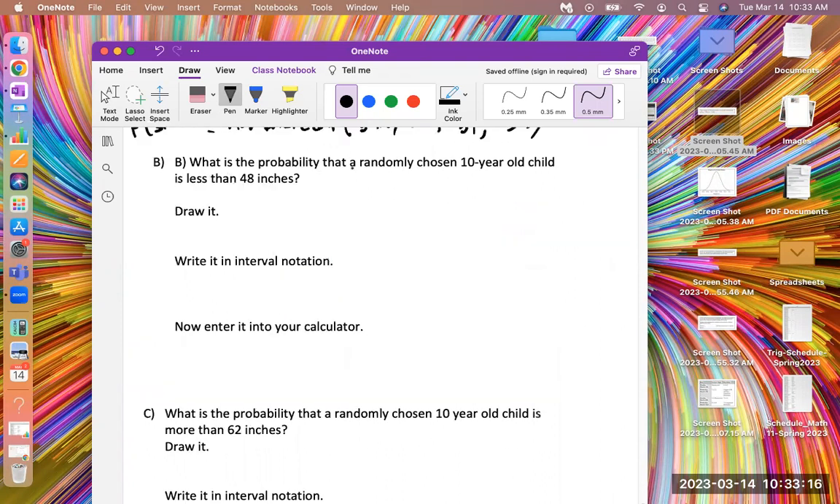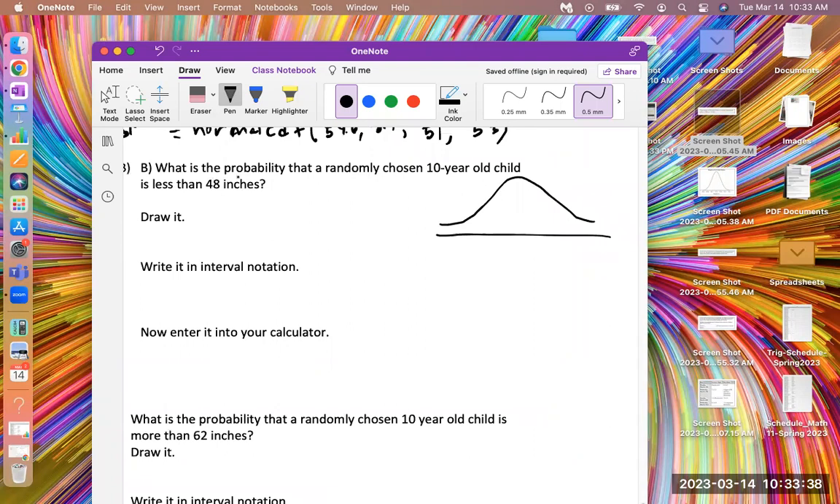What is the probability that a randomly chosen 10-year-old child is less than 48 inches? So first, to find that probability, we need to find the area under the curve, but we need to tell it where under the curve we want to find the area. We want the area for all the values that are less than 48. So I graph it, we said the middle was 54, so I get a chance to know where 48 might be along this x-axis. So say this is 48. Then the area under the curve that I'm really looking for is this.